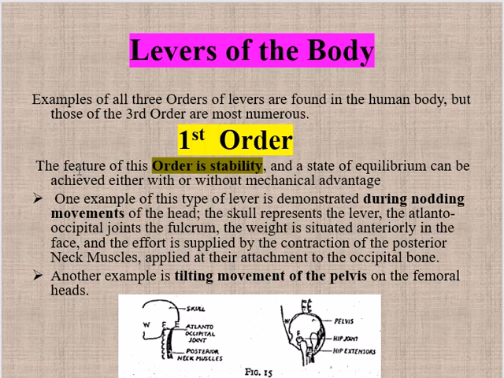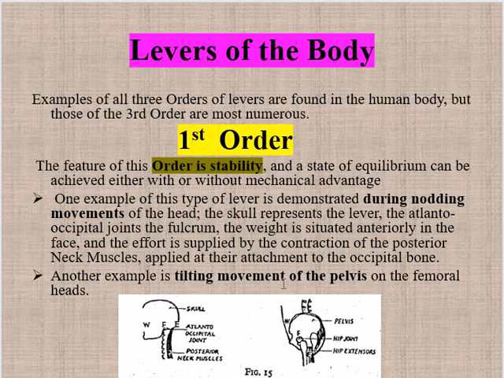First order. The feature of this order is stability, and a state of equilibrium can be achieved either with or without mechanical advantage. One example of this type of lever is demonstrated during nodding movements of the head, when you move your head in yes or no position. This is the nodding movement.